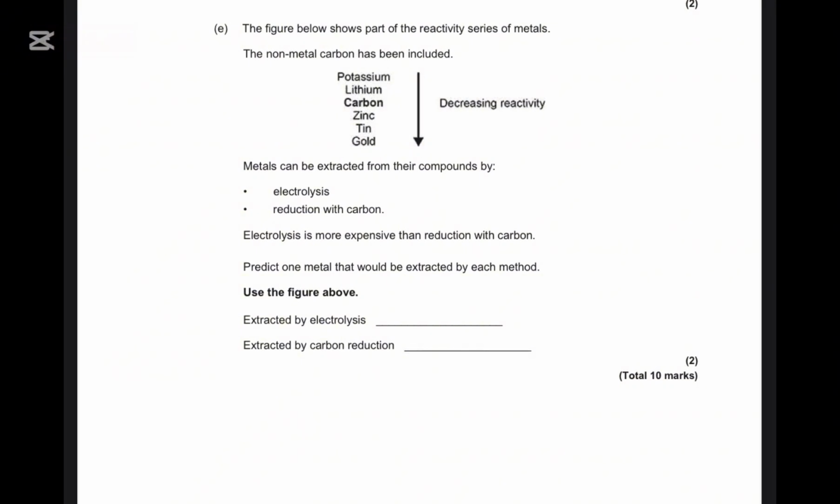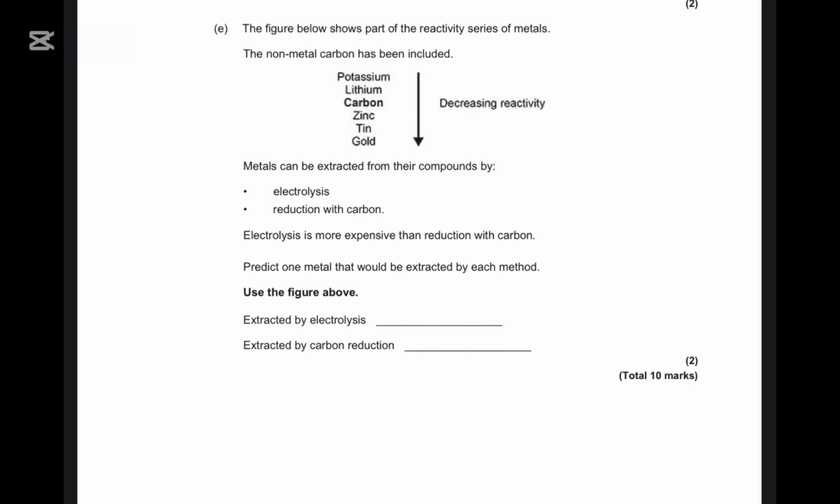Now, it says metals can be extracted from their compounds by electrolysis and also by reduction with carbon, which I also stated earlier. Electrolysis is more expensive than reduction with carbon. They ask you to predict one metal that would be extracted by each method, using the figure above. Extracted by electrolysis is potassium, while extracted by carbon is zinc.